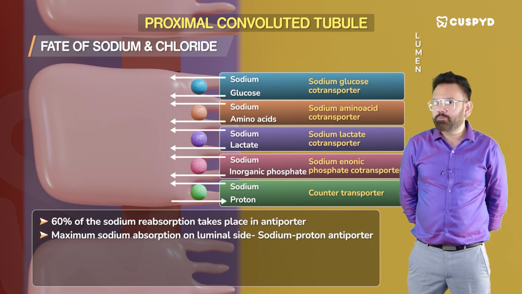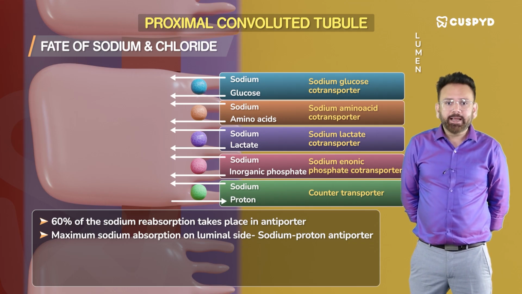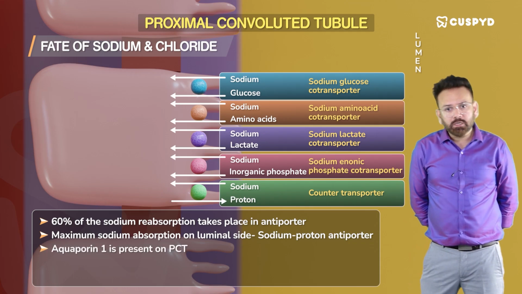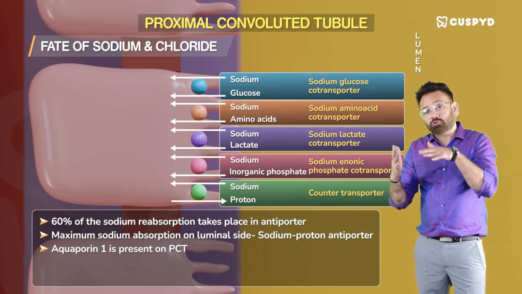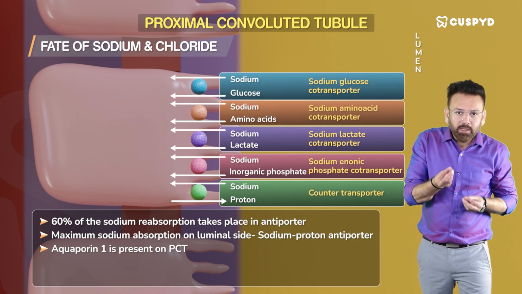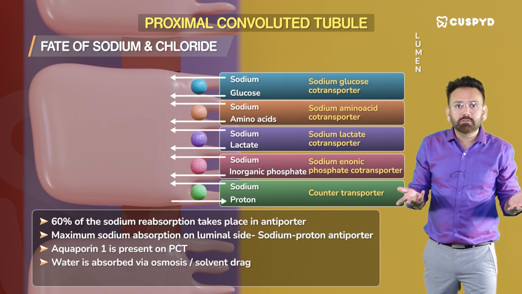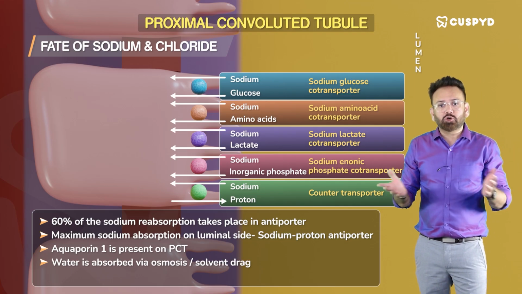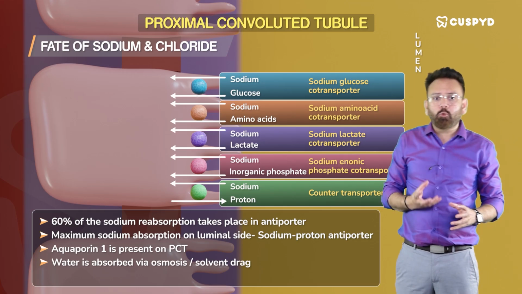And how is water absorbed? Which aquaporin is present in the PCT? It is aquaporin 1. Water is absorbed via osmosis to balance the same. Wherever there is sodium, there is water. It is called osmosis. Yes or no? This is called osmosis. This is called solvent drag. And for that, you have aquaporin 1.